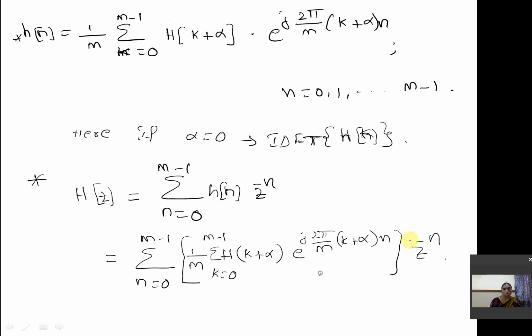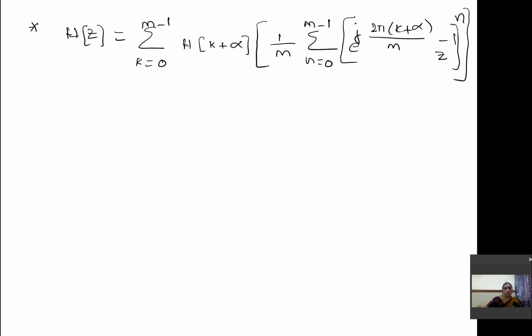Okay, here is a^n, here is a^-n. So these two are here, so I just write like this. What is that? a^n b^n is nothing but (ab)^n, like that. So this one into (z^-1)^n. Now summation k=0 to M-1 of h(k+alpha), then 1/M summation n=0 to M-1 of this one. Okay, so in this way I just rearrange the summations and write like this.